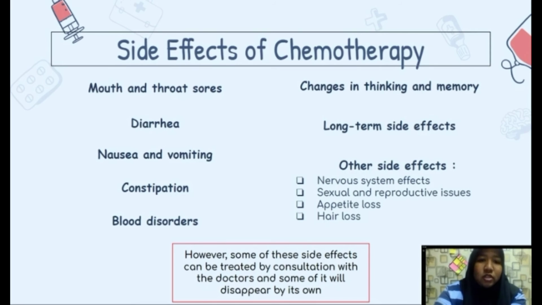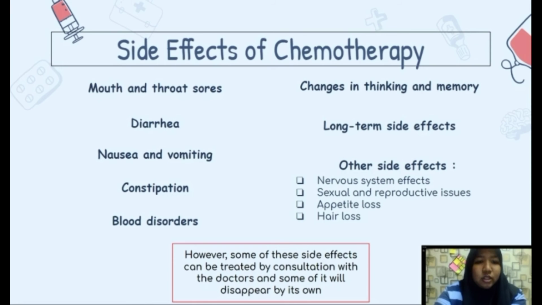Mouth and throat sores happen when there is a condition called mucositis. The second one here is diarrhea. The third one is nausea and vomiting. The fourth one is constipation. So the constipation here means not having a bowel movement often enough or having difficult bowel movement.